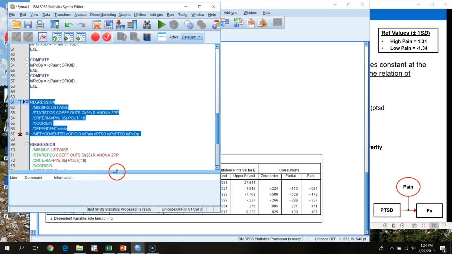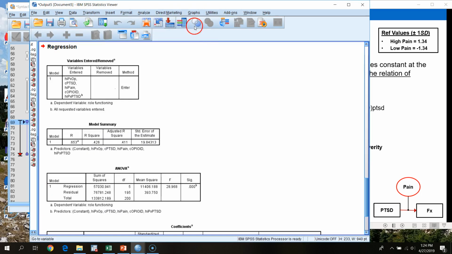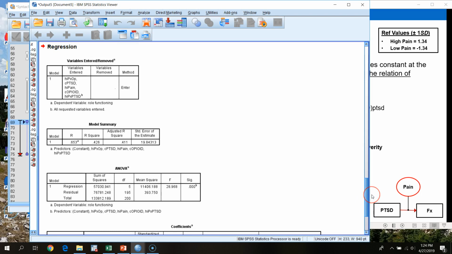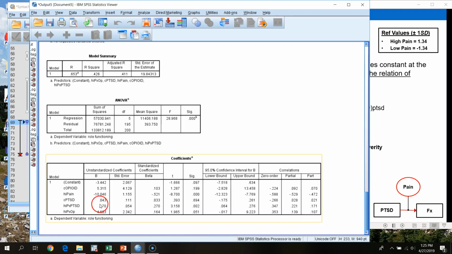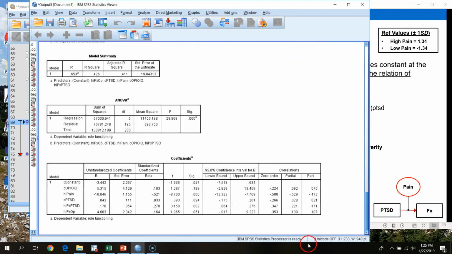So if we run my second model here, what this is going to give me is the conditional effect of PTSD at high levels of pain. Again, the model's R-squared doesn't change at all. My model statistics all stay the same. My interaction terms, these are my highest order effects, remain consistent. But what I see now is the conditional effect of PTSD when all other variables are held constant at 0, that is, at high levels of pain, controlling for opiate use.